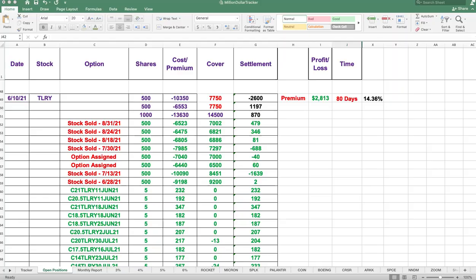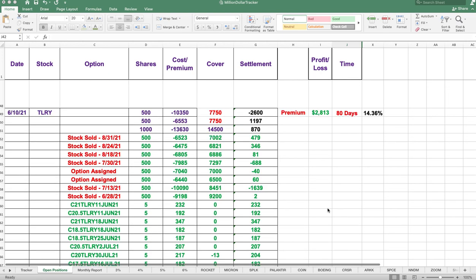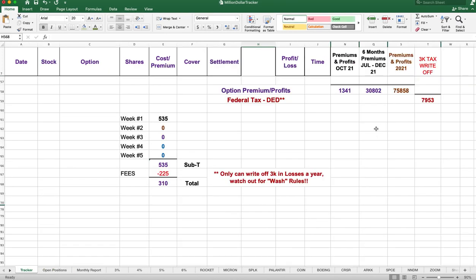So let's get busy. Here is our current position. We own 2,000 shares of Tilray. If everything goes well with our covered calls against the position on the 15th of October, if it hits our mark, we'll achieve $2,813 worth of profits, premiums and profit. Our first week, we achieved so far $1,341 in October premiums and profits. And out of that amount, $310 is profits because we had to pay some fees.